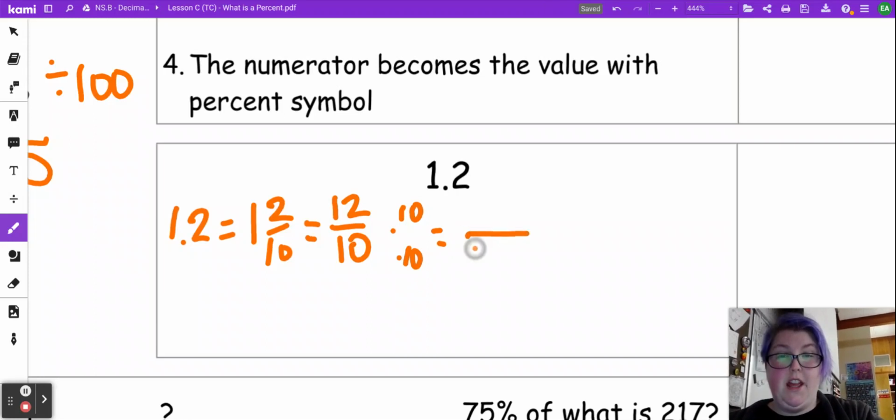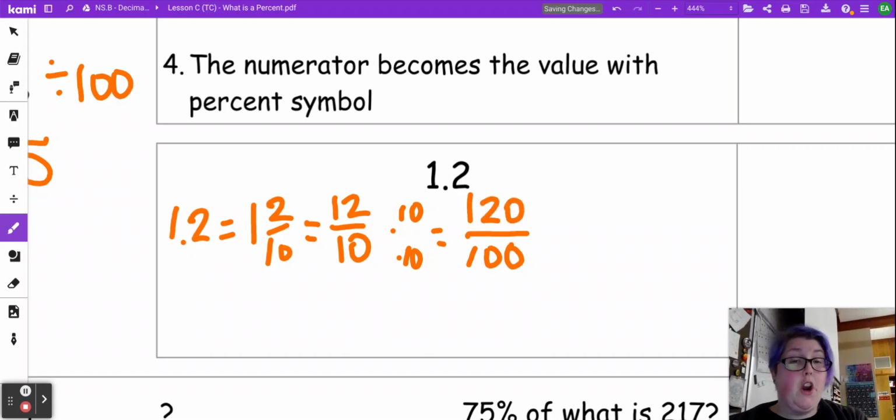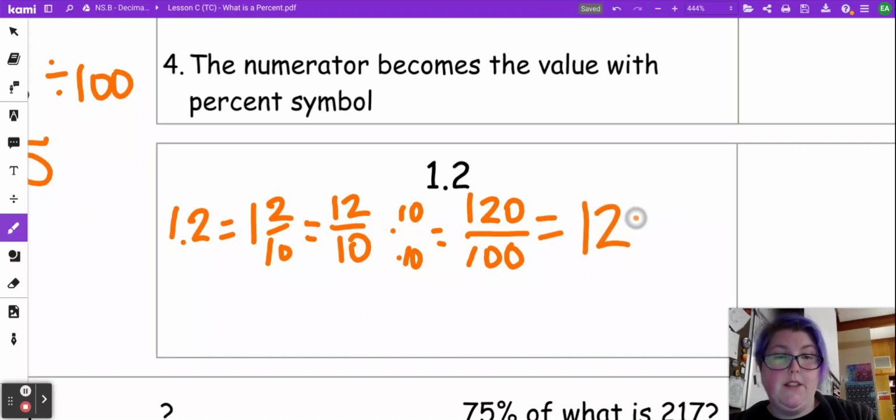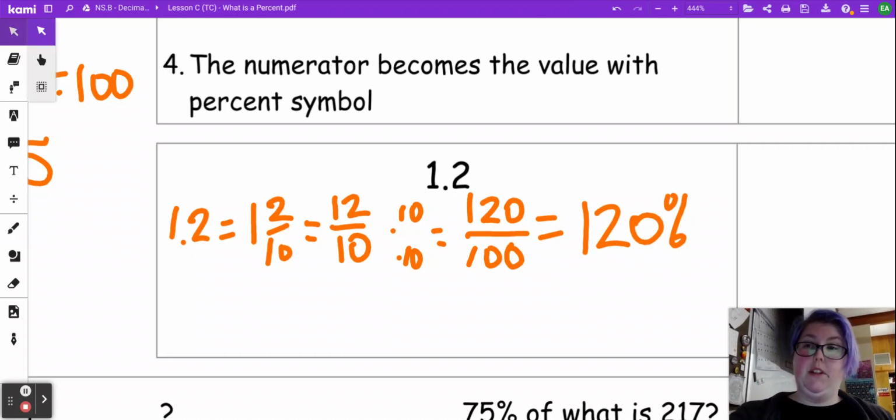Then we're going to multiply each part by 10 because we need to get our percent per 100. And if we start with 10, 10 times 10 is 100. 10 times 12 is 120. Now that we are per 100 over 100, we can write this as 120%. So that fraction can be really useful.